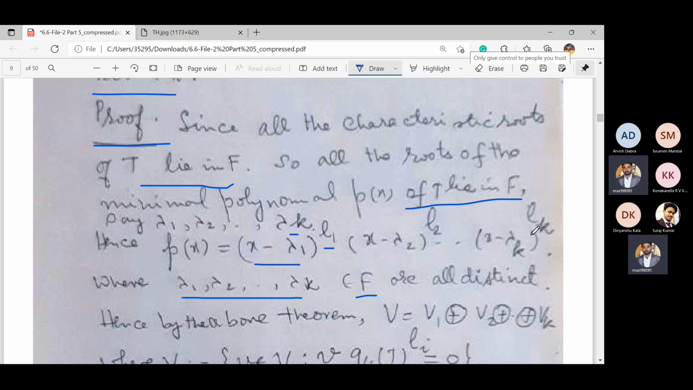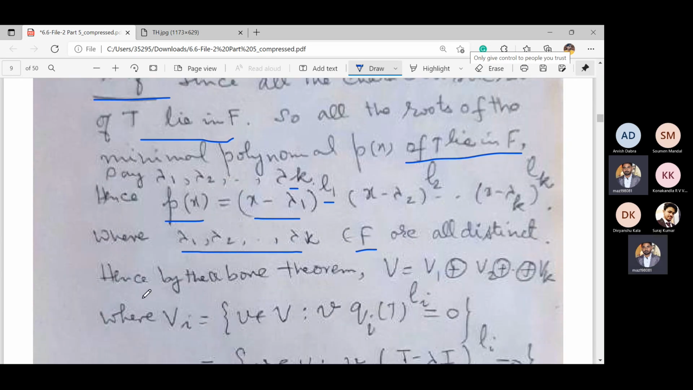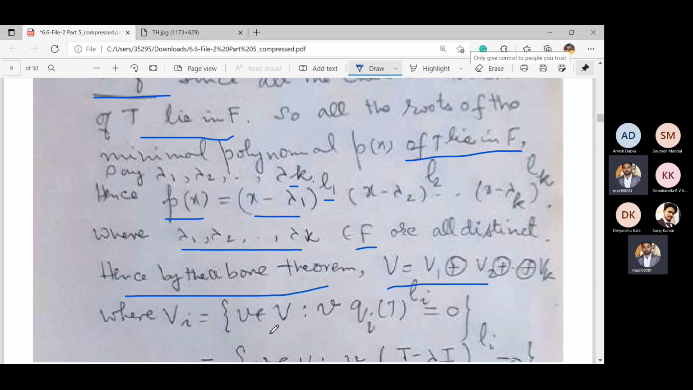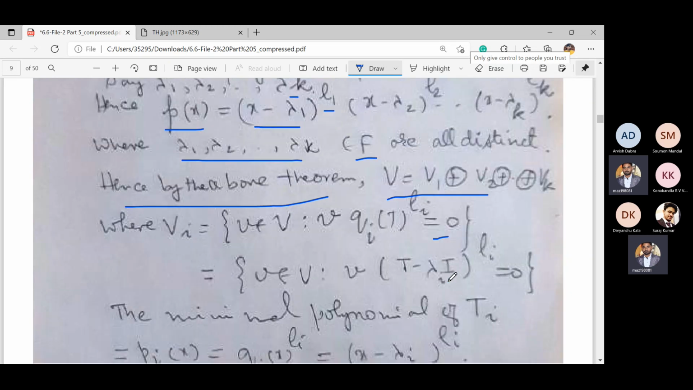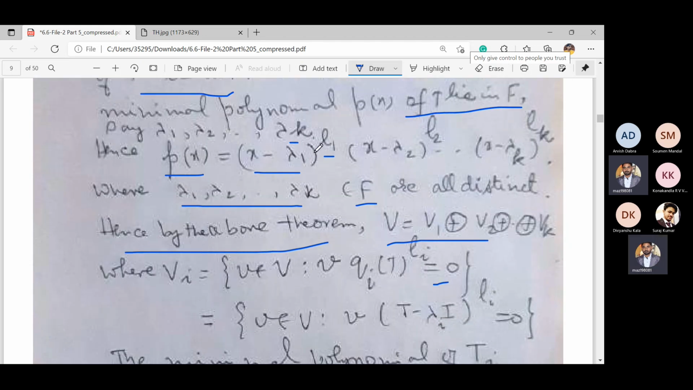We don't know what L1, L2 and Lk are, but we can use the above theorem that we have proved, the above 5 properties. These are different. So p(x) must have all these as roots. And by the above theorem, V equals V1 plus V2 plus Vk, a direct sum, where the Vi's are such that V Qi(T) raised to the power Li equals 0. And what is Qi here? This one, Qi.